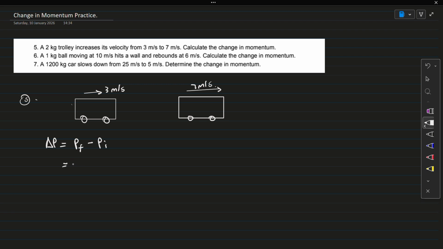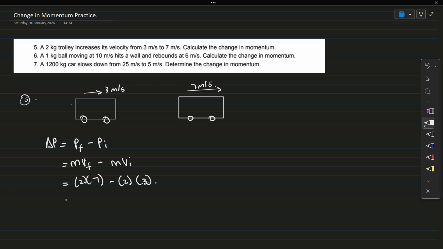What is our final momentum? It's going to be mass times final velocity minus mass times initial velocity. What is the mass of the trolley? The mass is 2 kilograms multiplied by the final velocity. It starts at 3 meters per second, then it goes to 7 meters per second. So the final velocity is going to be 7 meters per second. Then minus, the mass is still 2 kilograms multiplied by 3 meters per second.